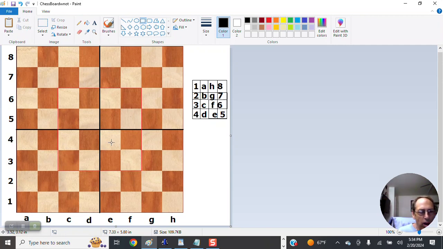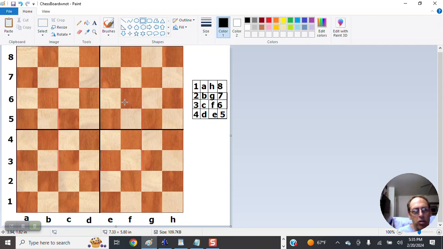So this square would be what? What letter? What number? And in a description of a square, the letter always comes first. So this is E4, the square right here. The square right here would be D5.